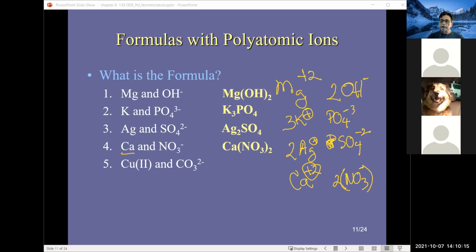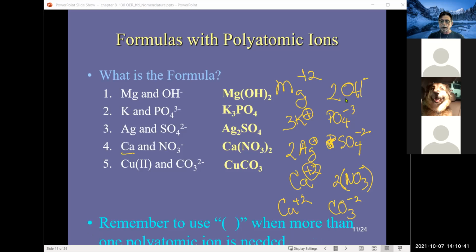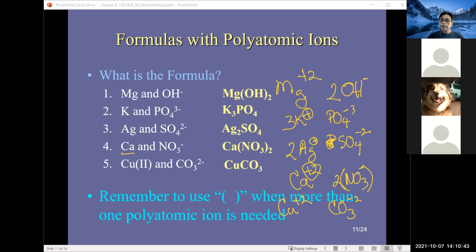And now we got, again, a copper 2, which we talked about earlier. That Roman numeral 2 tells us it's a +2 charge. And the carbonate is a -2 charge. So it's simply a 1-to-1 relationship here, because the +2 and the -2 cancel each other out. We only need 1 of each. So our formula is as follows.